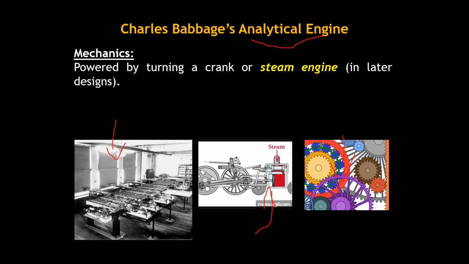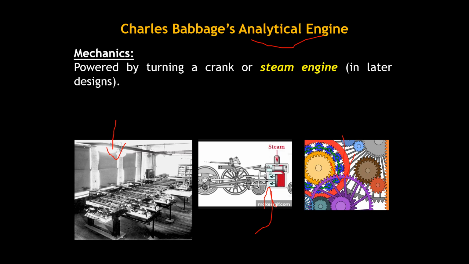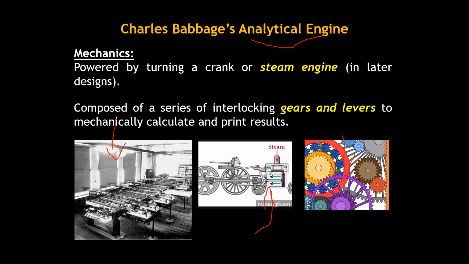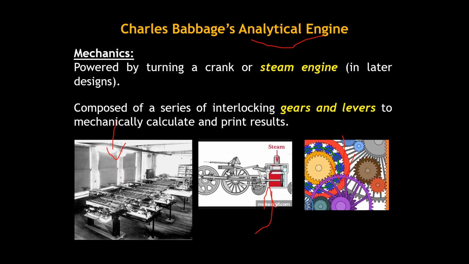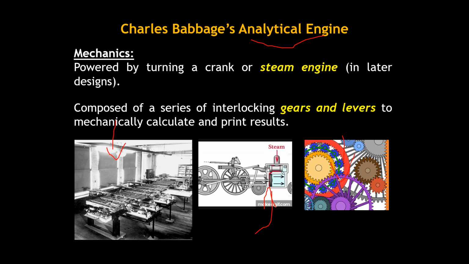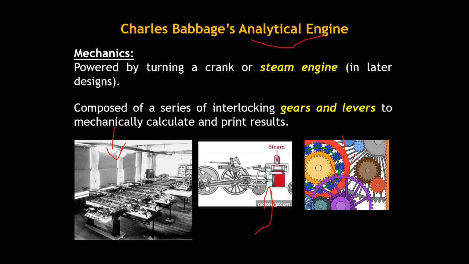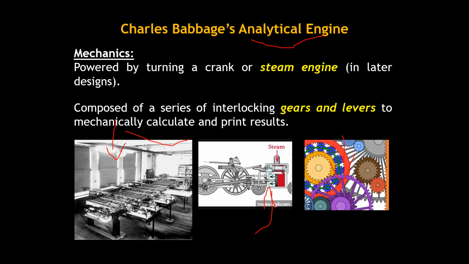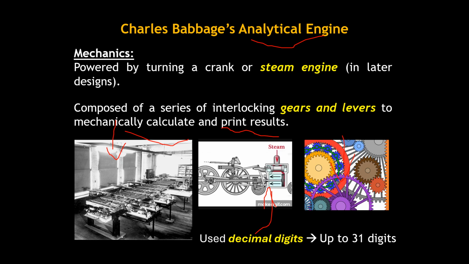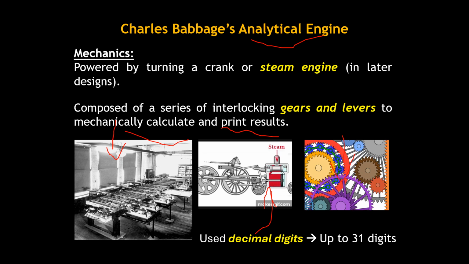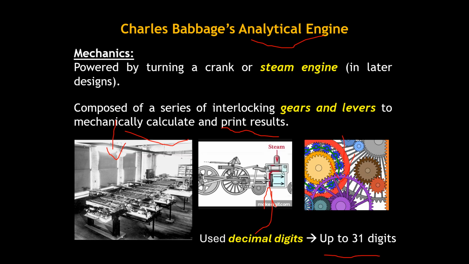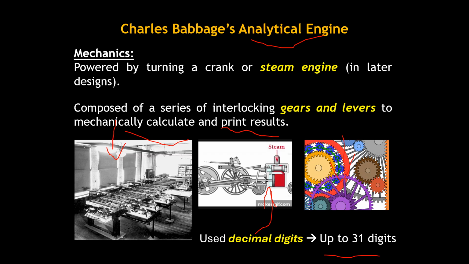Yeah, you have to turn a crank, or in later versions a steam engine was designed. This one, different from the previous one, the difference engine was never built. And again, this was an early version of a computer that, in addition to calculating polynomial functions, could print the results. It used decimal digits, and it was able to calculate up to 31 digits, which is incredible.